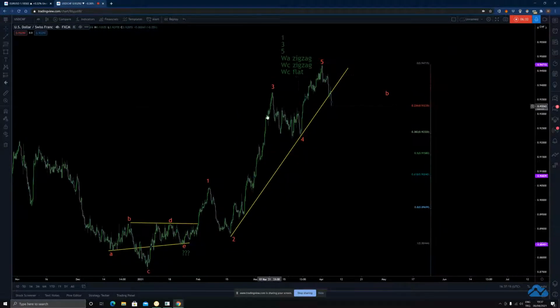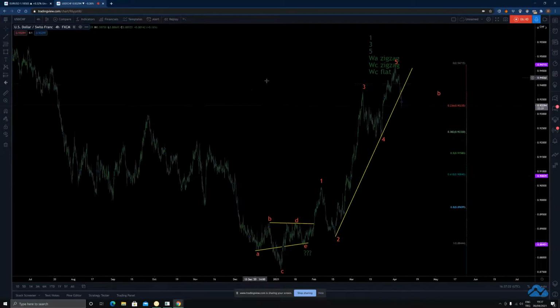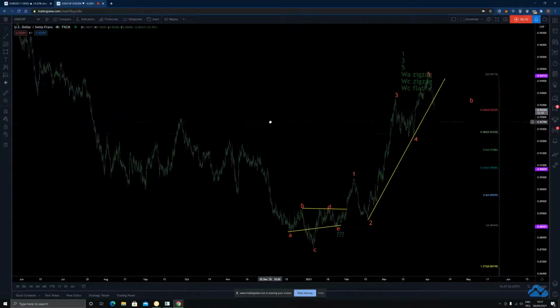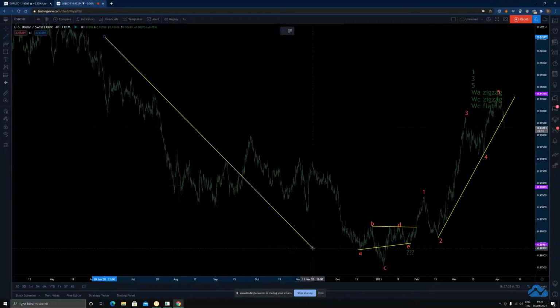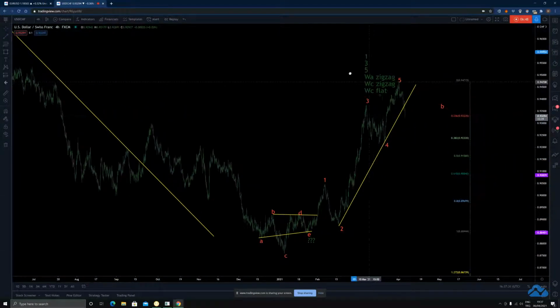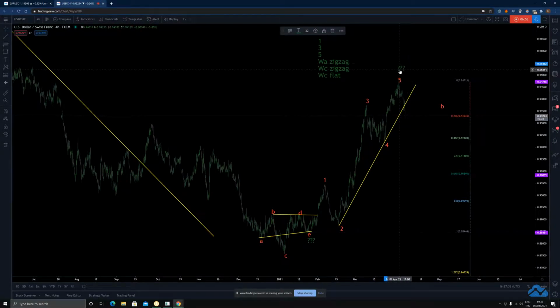Okay, but we can actually do an even better job. For example, we can look at the left side. The left side is, as you can see, a bearish trend coming in. So how can this be, for example, a third wave? Can this be a third wave?